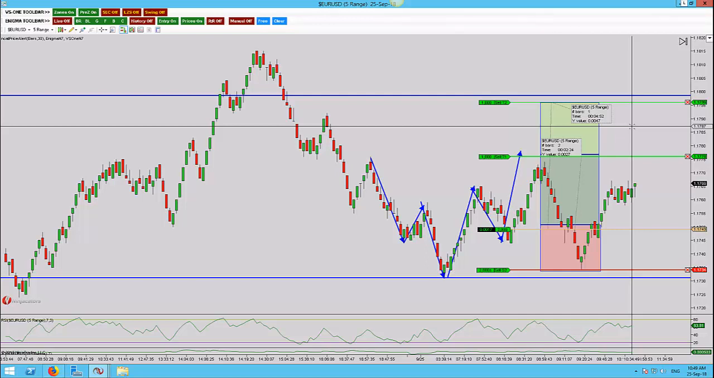It would be lovely to go and see this hit first targets. I will then move to break even. It would be phenomenal to go and see secondary targets hit there, because that's really where the profit is for me now. And again, I'll look at reducing the risk on this when we come close to those first targets.